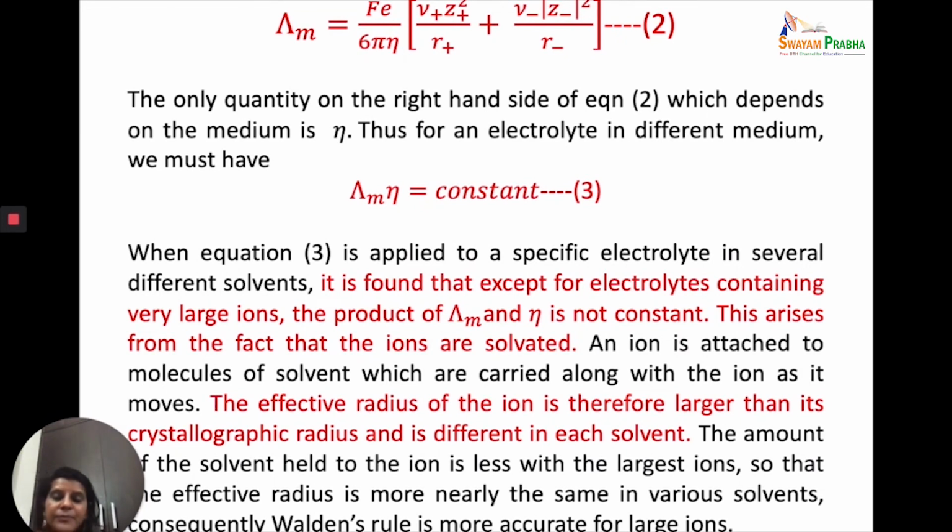I am repeating, lambda m eta is equal to constant only for electrolytes having large ions, because in the case of large ions, the effective radius and the crystallographic radius will come out to be similar and will not change in the solvent. Whereas electrolytes with small ions have high charge density and are heavily solvated, and the effective radius and the crystallographic radius are not going to be equal. Therefore, lambda m into eta is not going to be a constant for smaller ions.